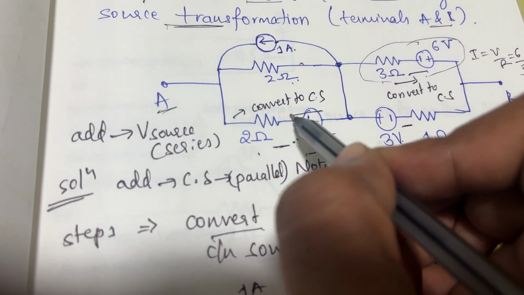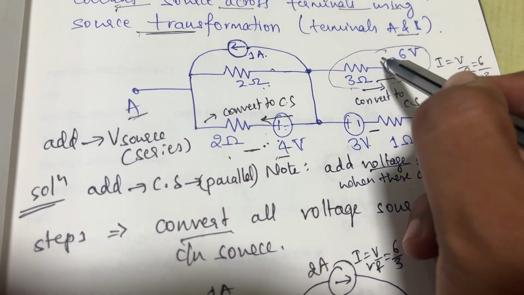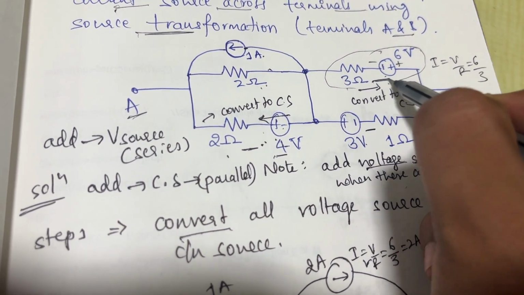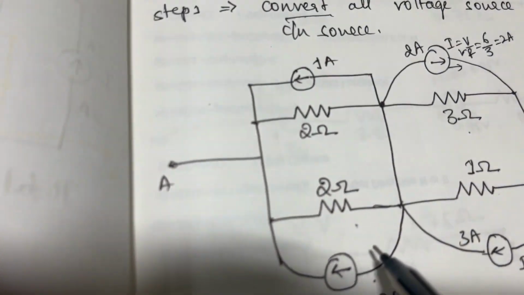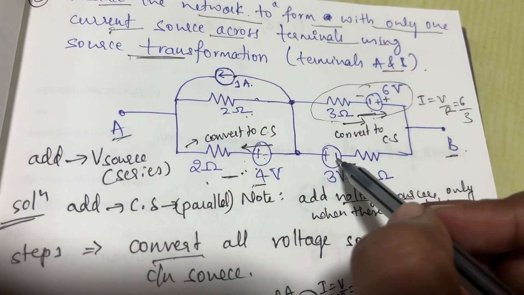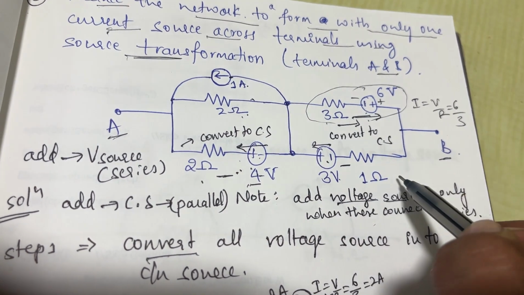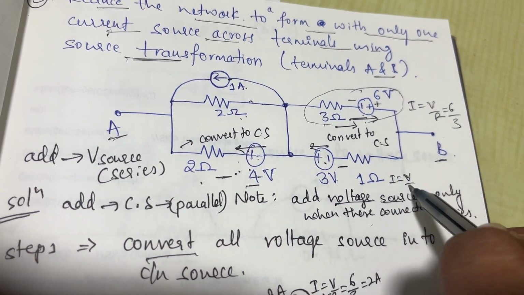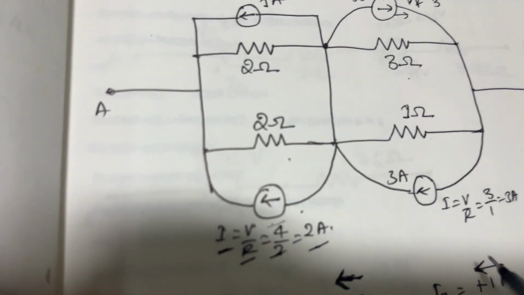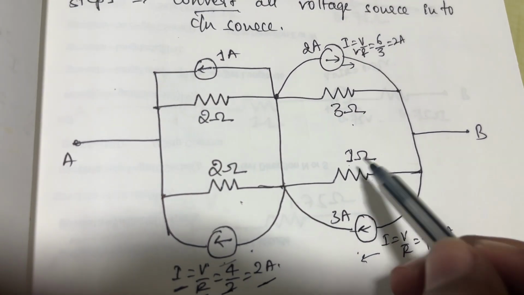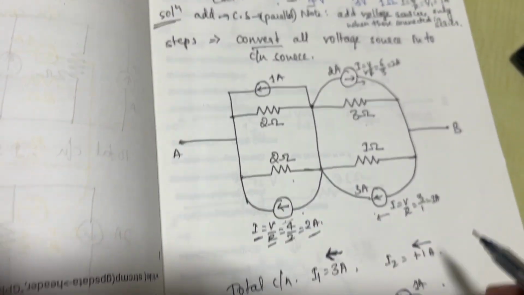Now we can see the direction of that current source based on the polarity of the voltage source. So 4 volts plus to minus: minus indicates tail end, plus indicates arrow end. That's why the direction of the first current source is B to A. Similarly, this 3 volts minus to plus, the direction of current is B to A, and current is given by V by R. You'll get 3 amperes. So I is V by R, 3 amperes, direction is B to A.